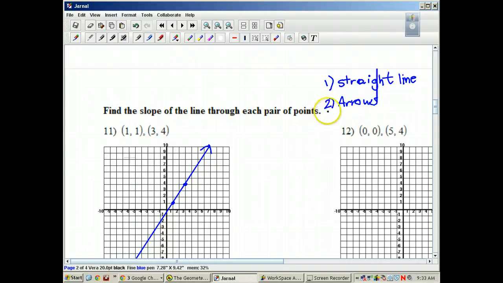And third, all your answers should be m equals. So I'll be checking all those when I look at this. And as well as every graph you ever do. If it's a linear graph, if it's a line, it needs to be straight using a straight edge. It should go through the entire graph. And if you're calculating slope, make sure you start off with m equals.